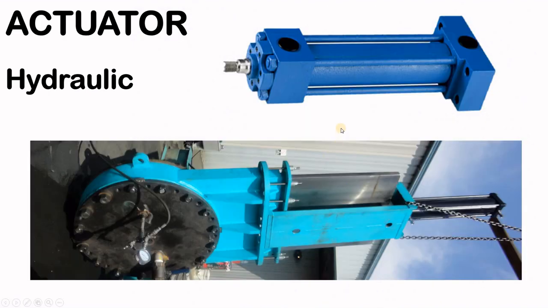Another type of actuator is a hydraulic actuator. As you can see, this valve is a huge valve and the actuator is a small actuator. The reason is that the hydraulic actuator can produce a lot of force. The pressure of oil is very high, so we can actually have a lot of force to lift all the gates here against the pressure of the line as well.